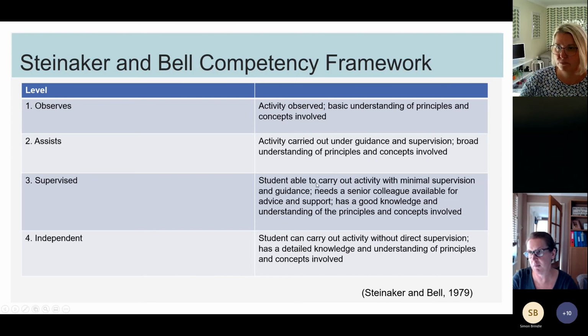So it's the Steinacre and Bell competency framework that we refer to when we talk about this level 1 through 4. Okay, so let me stop sharing that, and then I'll show you some actual evidence. What is examples of evidence and what's accepted. So we'll go back to the PebblePads and we'll work through.